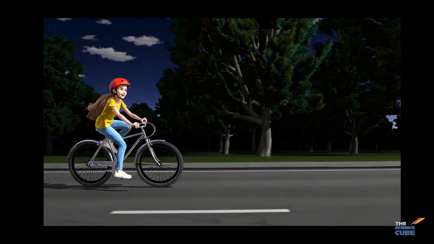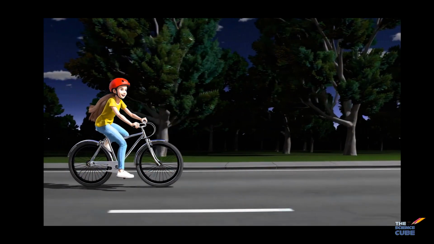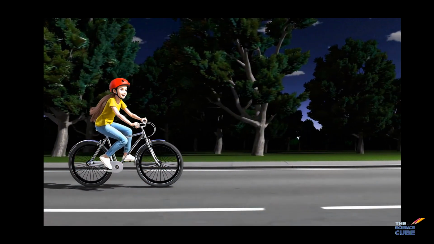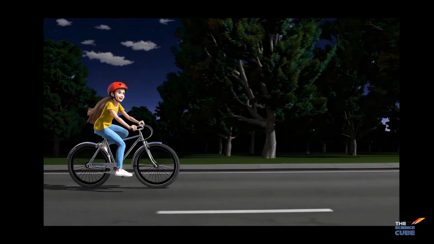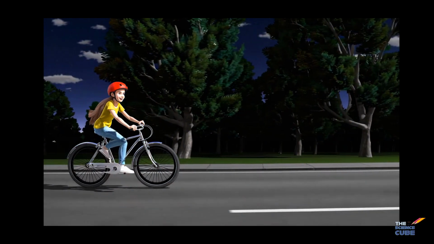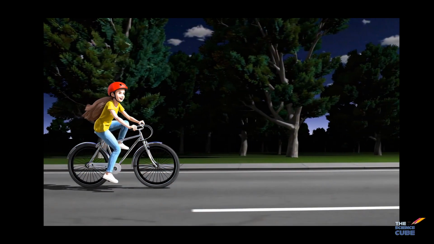So consider an object that is undergoing rolling motion along a surface, which in simple English means it moves smoothly without slipping or sliding or bouncing on the surface.